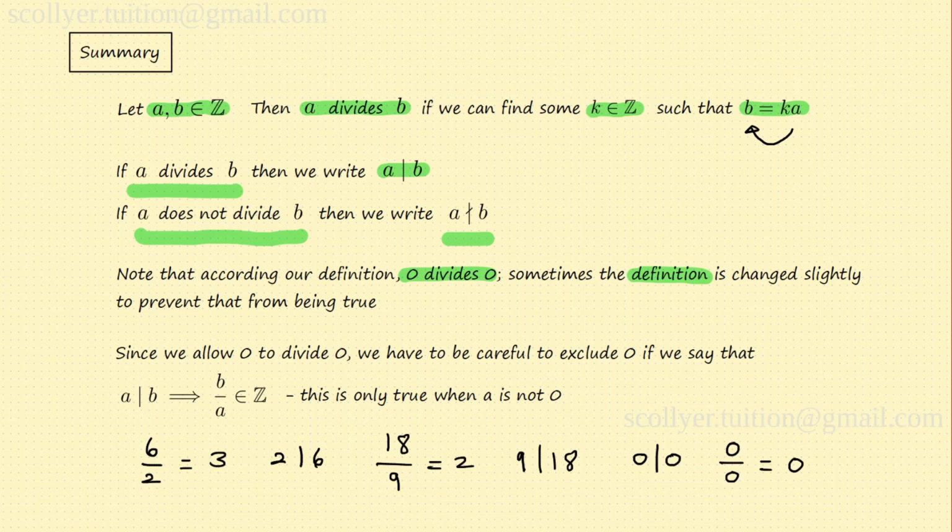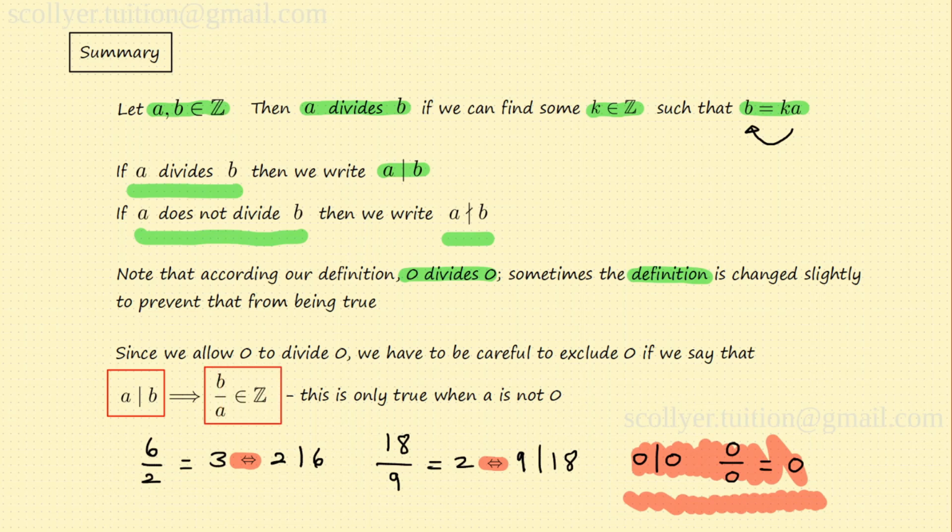That is nonsensical. And so, whereas 6 divided by 2 equals 3 is equivalent to the statement 2 divides 6, and 18 divided by 9 equals 2 is equivalent to the statement 9 divides 18, 0 divides 0 is not equivalent to the meaningless statement 0 divided by 0 equals 0. You cannot write this down. It is false. And so if we start with the statement a divides b, we can deduce that b divided by a is an integer as long as a is not equal to 0.